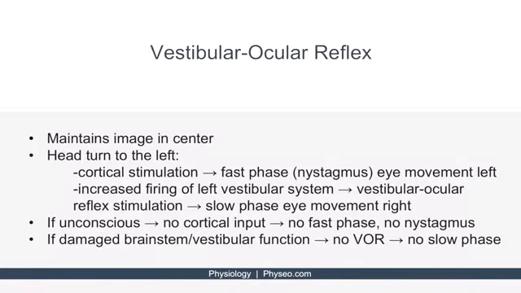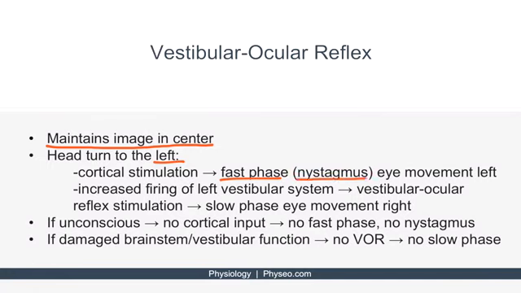So just to review, the vestibular ocular reflex maintains the image in the center of the retina so that as the patient's moving, they can continually see everything that they need to in a way that's not making them super dizzy. And remember that when the head turns to the left, then the cortex will be stimulated and the eyes will move in the same direction. And this is the fast phase, and associate that with nystagmus.